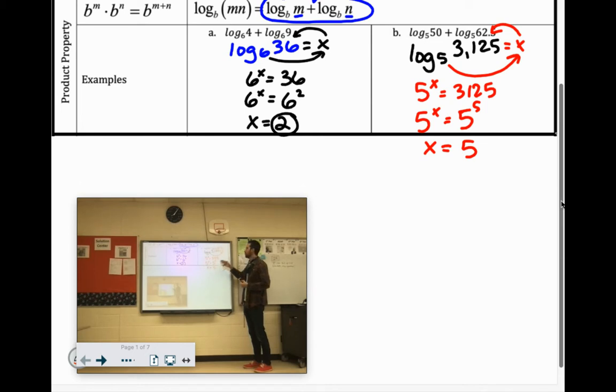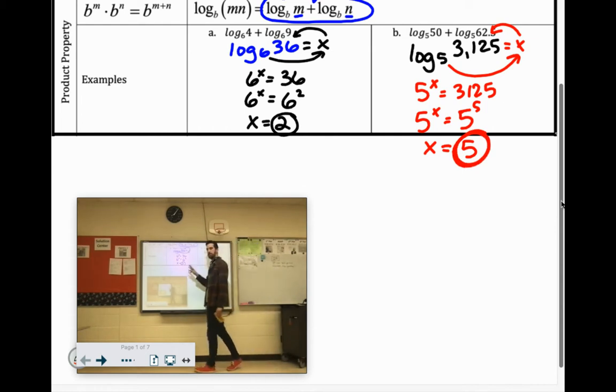but all we're doing is simplifying log sub 5, 3125. So it's just going to come out to just the number. You don't need to say x equals, it's just 5. Next, we're going to do division.